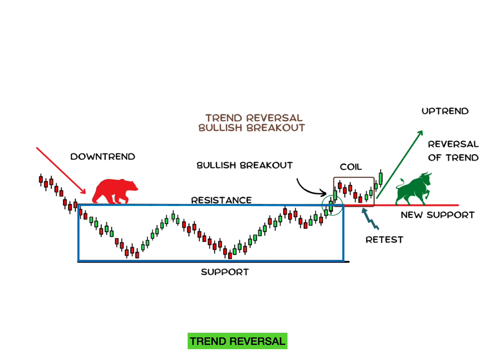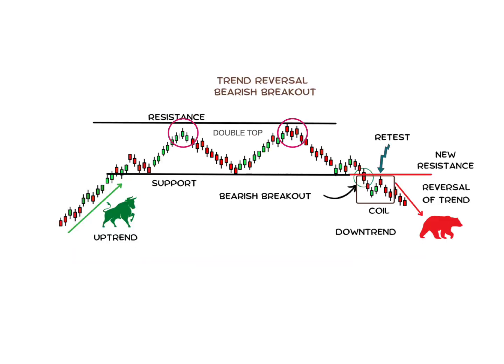Now the opposite happens here. The next illustration shows a bearish breakout at the end of a downtrend. Now this illustration shows a bearish breakout at the end of an uptrend. So again, the same thing happened. Price was on an uptrend. It hit resistances, a double top, formed a sideways range. Price broke below the support, formed a coil, and then continued on a trend reversal.